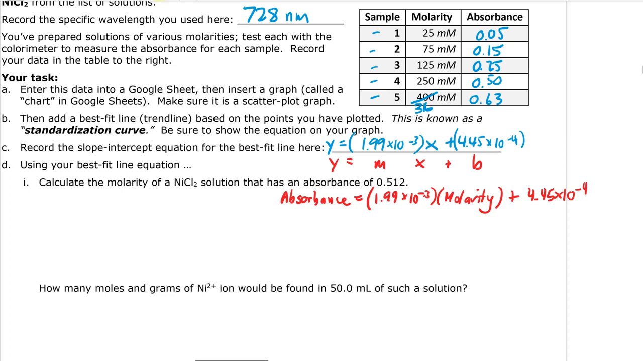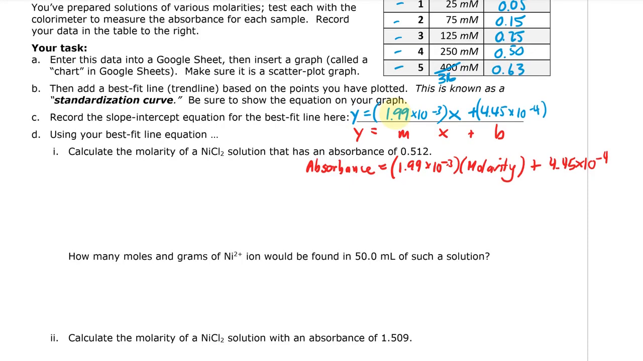We're going to want to use that equation and plug in what we've got here. It's going to ask me to calculate the molarity. I'm going to take my equation and rearrange it so that I've got molarity by itself. You could also just plug in the absorbance of 0.512 and then solve for molarity. Either way would be fine. Let's rearrange this equation for molarity by itself and then plug in the absorbance and see what our calculator gives us.